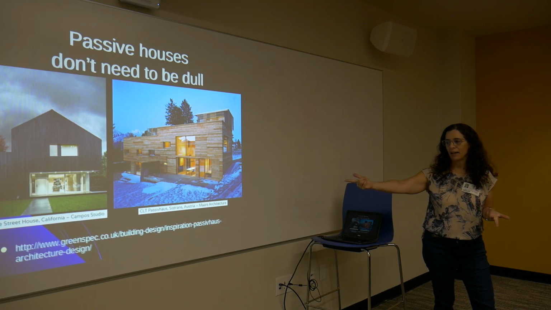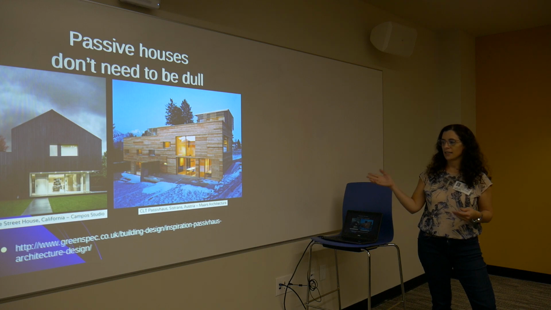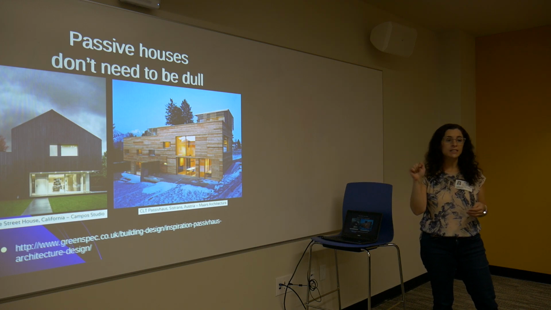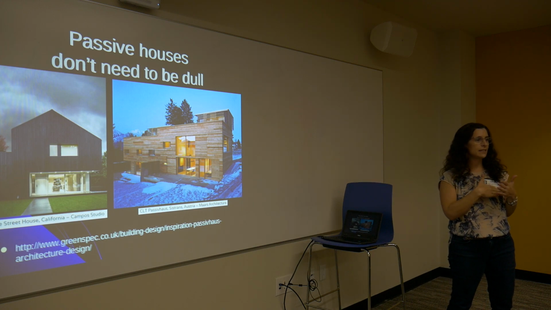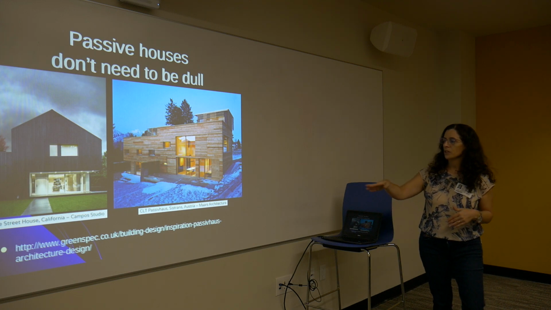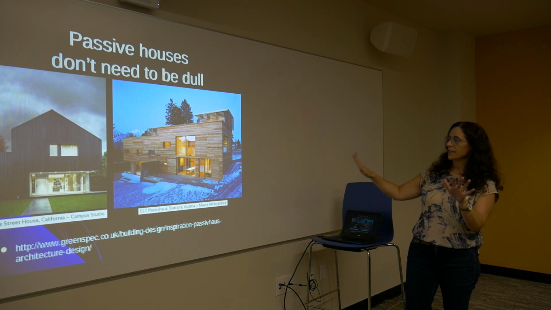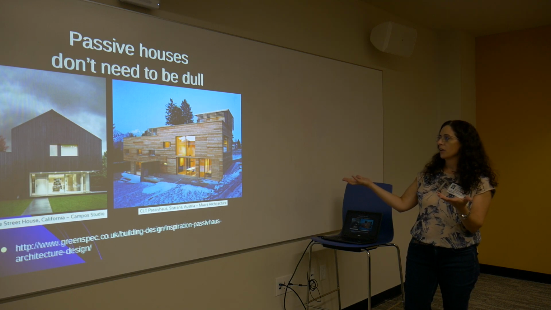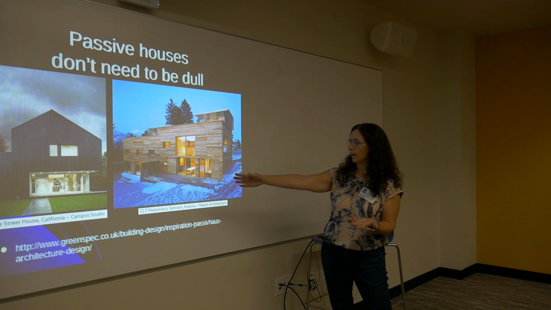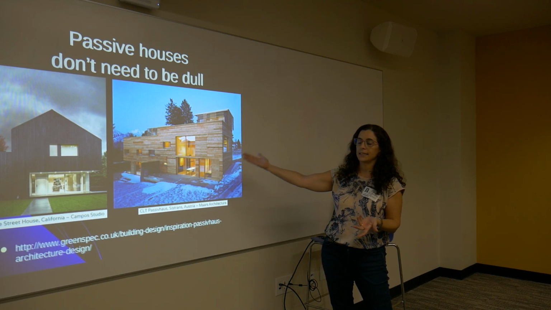This is another link. I probably can give it to Ms. Amy later. So there's a lot of examples, and you can click on each example, and it will give you the detail of that project. I just put these two. One is in California, and this is in Austria, different continents, but still, they are using big glazing, but where? Probably it's in the south facade.